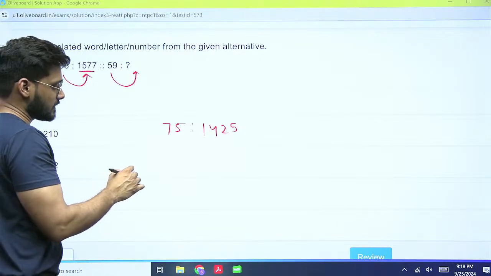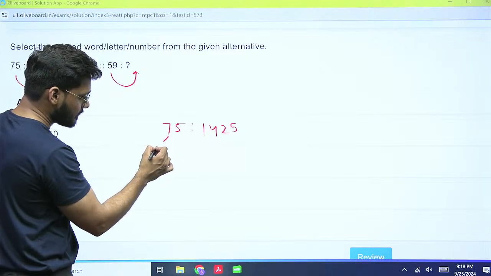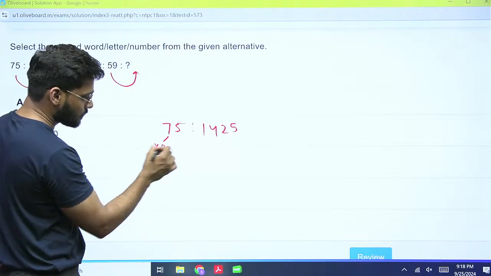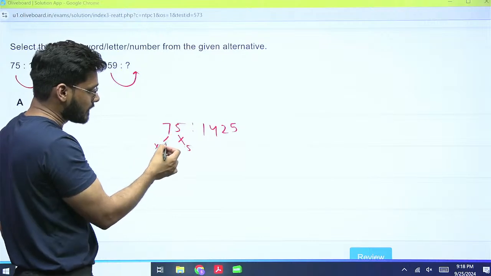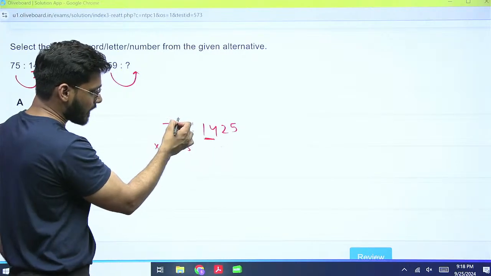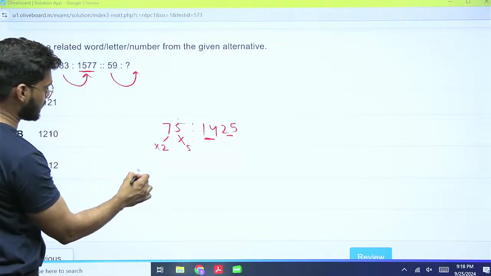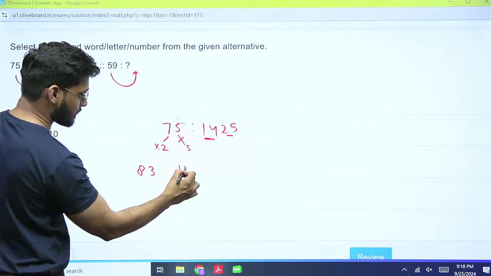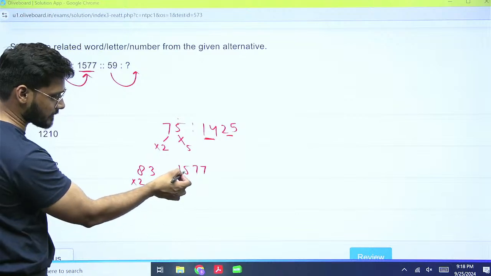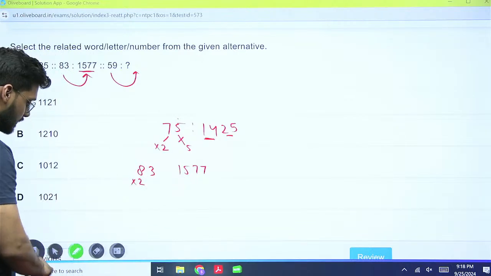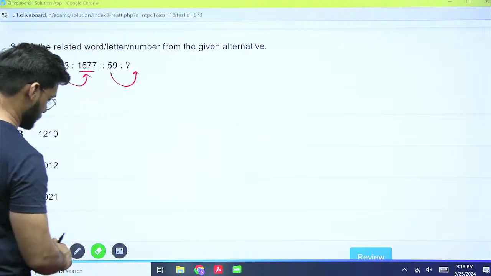Can I say that if we use this logic, 7 multiplied by 2 is 14, and 5 multiplied by 5, the square of 5, is 25? If we use the same logic in 83 and 1577, multiplying 2 and 8 gives 16, but here it is given 15. So the logic has failed. We have to think about something else.